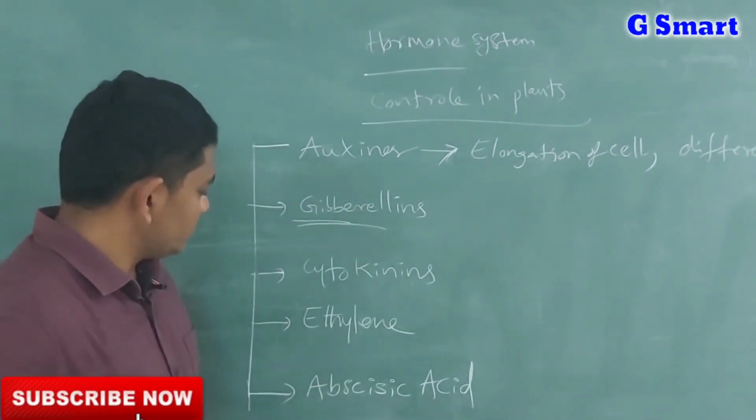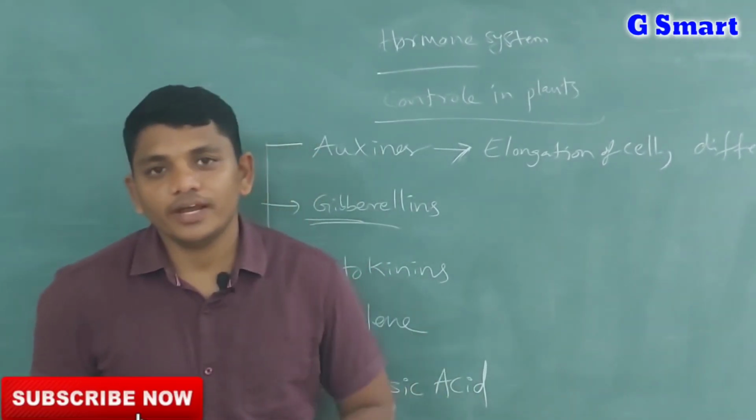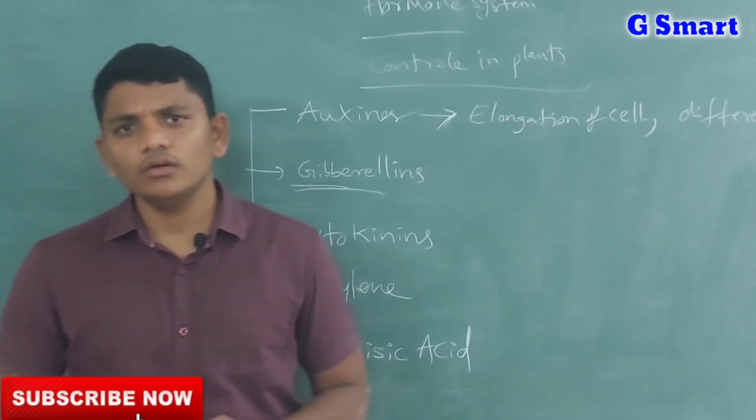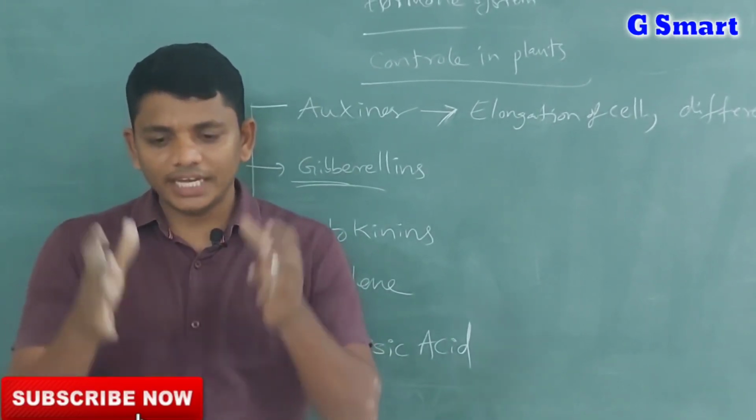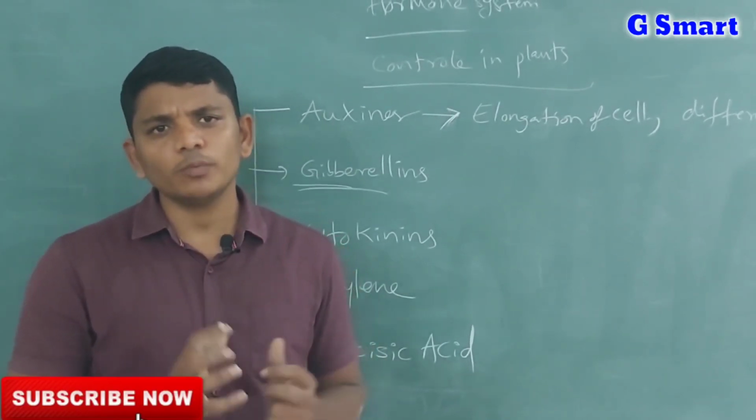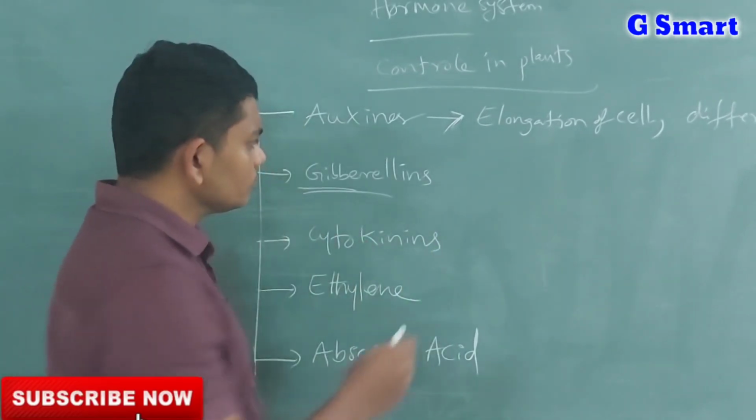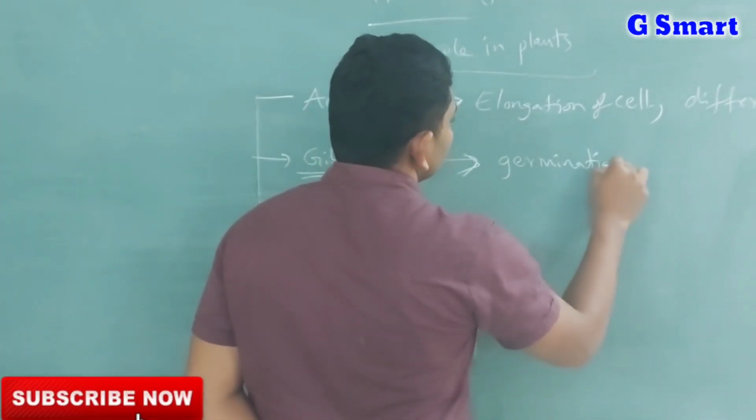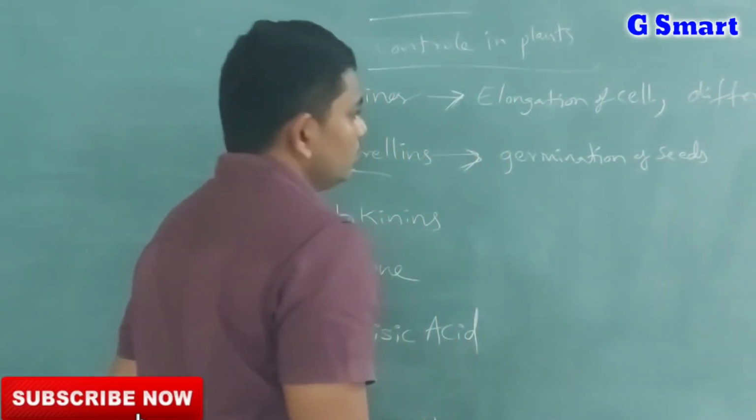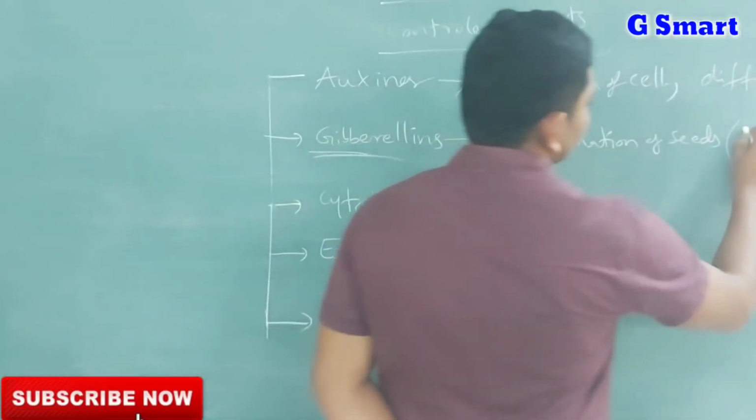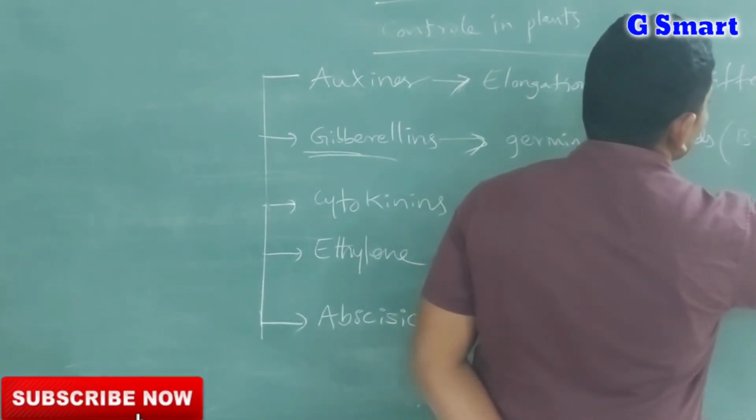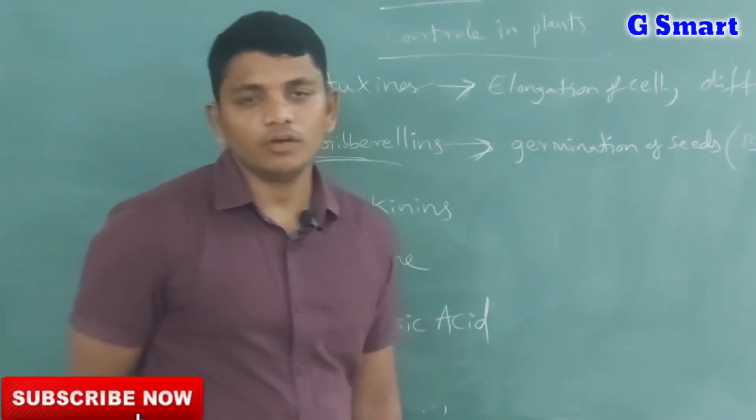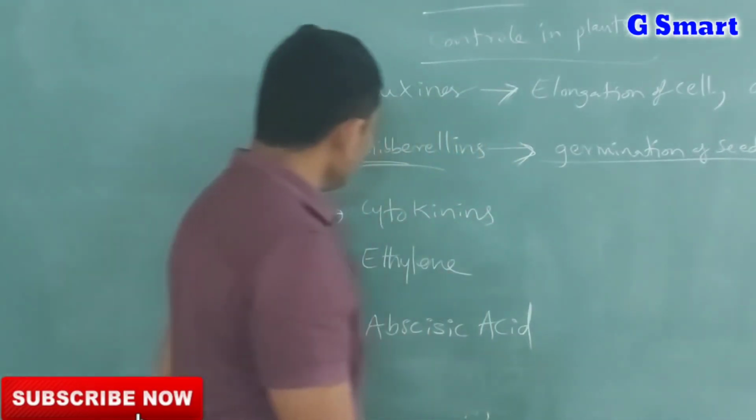And gibberellins. Gibberellins are very, very important hormones released by the plants. They promote overall growth in the plants, like development of fruit, development of stem, development of leaf. In this way, they promote the entire growth of the plant, and they also promote germination of seeds. That means breakdown of dormancy.